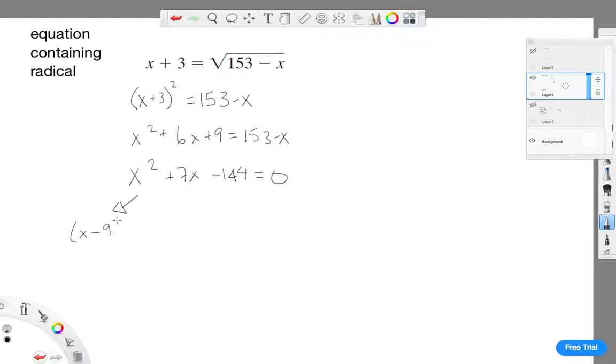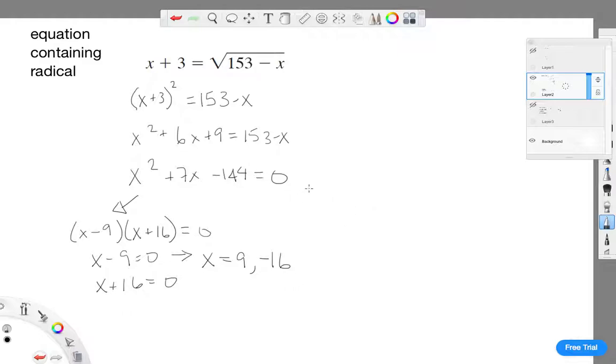How about x minus 9 and x plus 16? So if we wanted to FOIL, we get x squared plus 16x minus 9x, plus 16 minus 9 is 7x, and then we have minus 144. And so we'll take x minus 9 is equal to 0, and x plus 16 is equal to 0, and that gives us x equals 9 and negative 16.